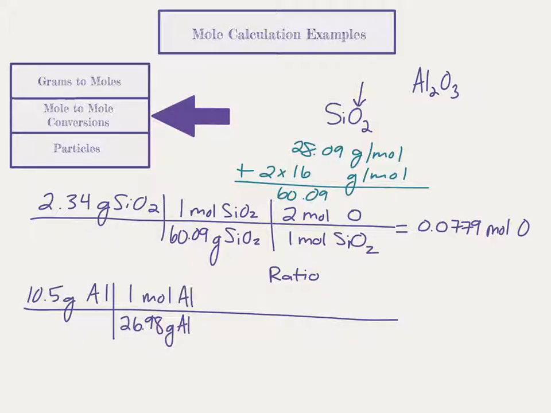And then, like our previous question, we can use a mole-to-mole ratio to change from moles of aluminum into moles of aluminum oxide. I can see from my chemical formula that I have 2 moles of aluminum atoms for every 1 mole of my aluminum oxide.